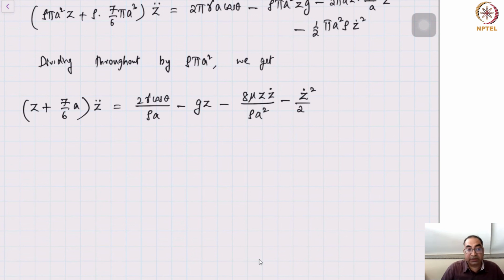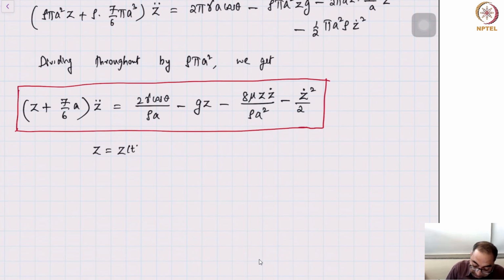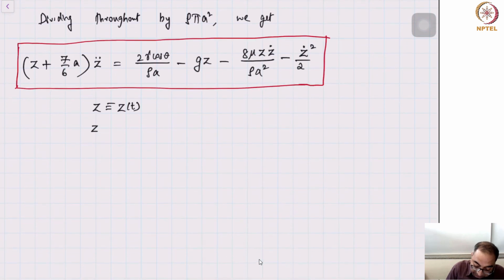I would like all of you to carefully try and do this yourself and verify that this expression that I've written down is correct. Now, this is a very important result. We have to remember that Z is nothing but Z of t. Z dot is nothing but dz by dt. And Z double dot is d square Z by dt square.